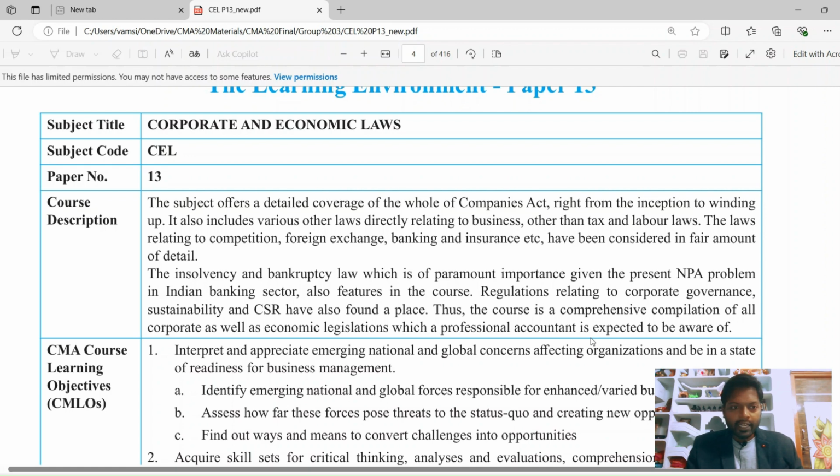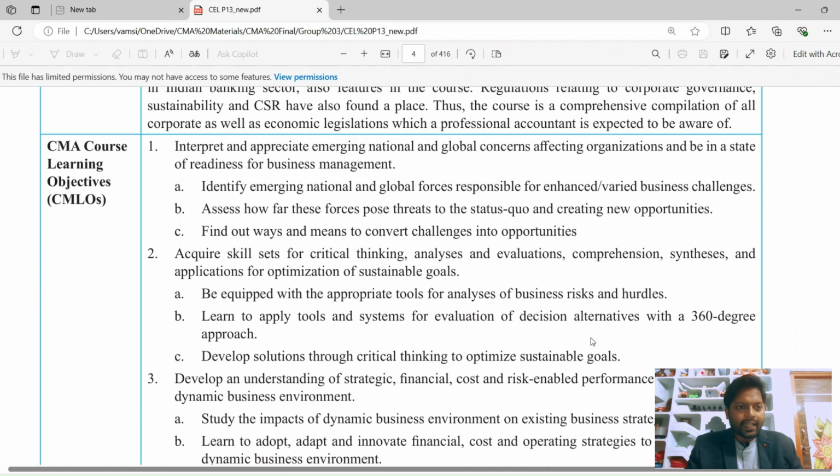Regulations relating to corporate governance, sustainability, and CSR have also found a place. So, this book also covers the Insolvency and Bankruptcy Code and also corporate social responsibility, etc. Thus, this course is a comprehensive compilation of all corporate as well as economic legislations which a professional accountant is expected to be aware of. So whatever knowledge a professional accountant must gain, all those details are given in this book. Next, CMA course learning objectives.